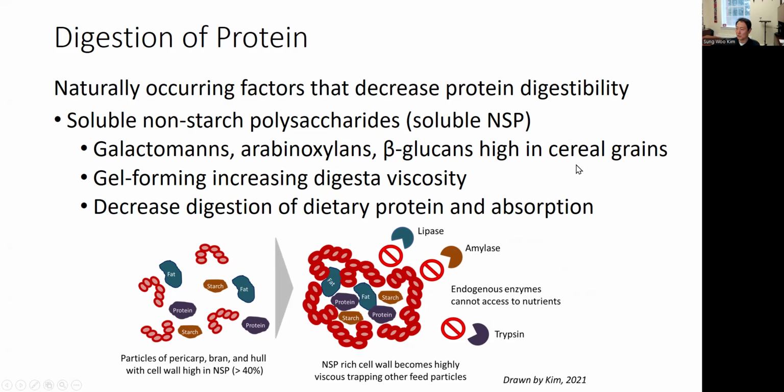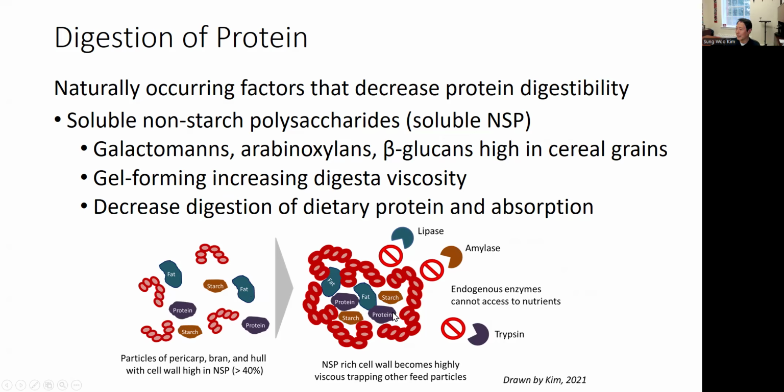They are high in cereal grains. Okay, so if you use cereal grains in the food or feed, when water is added in the GI tract, that will be highly viscous. Right? So the soluble NSP, when they absorb the water, become highly viscous, causing the viscosity of digesta. And when they are viscous, they will entrap all other food particles, feed particles, including fat, protein, starch, and minerals, into highly viscous matter.